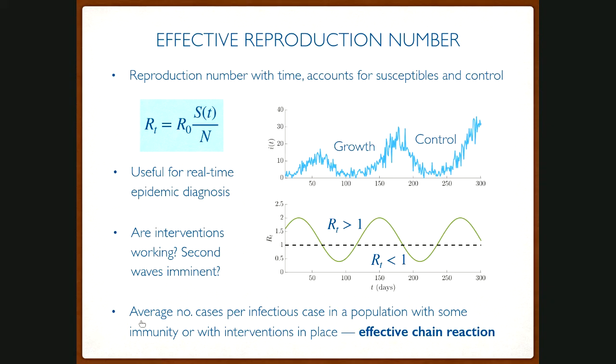And once again, it has a meaning in terms of reproduction and chains: it's the average cases per infectious case in a population, maybe with some immunity or with some interventions. You can think about that as the effective chain reaction, the effective reproduction. Well, it is effective reproduction, but it controls the effective chain reaction.